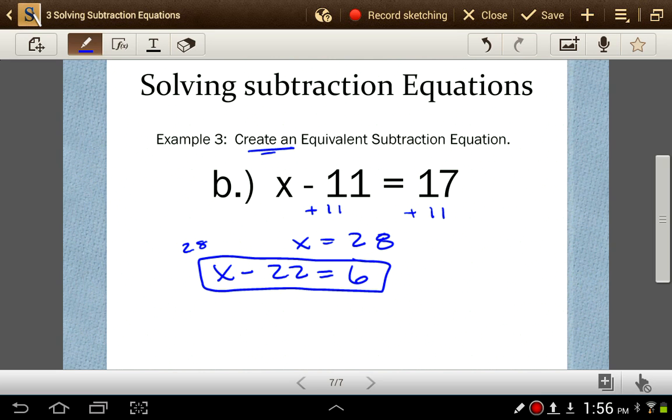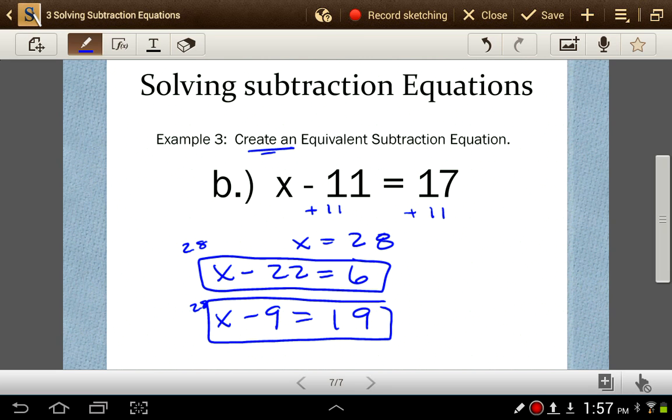If you wanted another example, I could do x minus 9. Again, 28 minus 9. Oh, that's 19. So that's x minus 9 equals 19. That is another equivalent subtraction equation. So there's 2 examples that you could write for those.